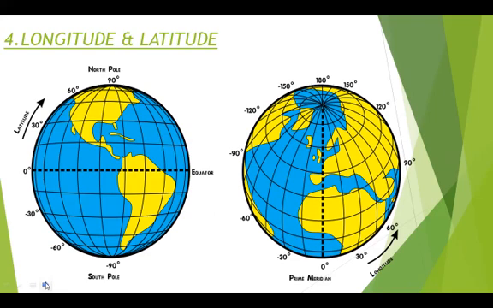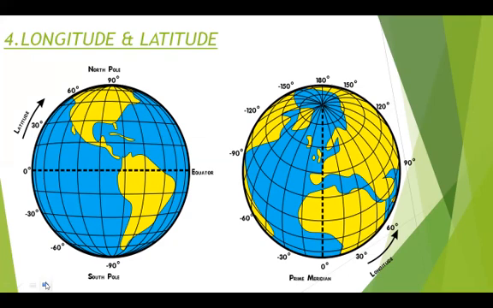The parallel lines which are drawn on the globe from east to west are called lines of latitude, and they have 180 degrees. The important line of latitude is the equator, and the equator is the 0 degree line of latitude which divides the earth into two equal parts, which are called the northern hemisphere and the southern hemisphere.